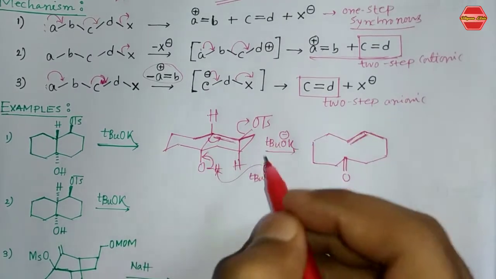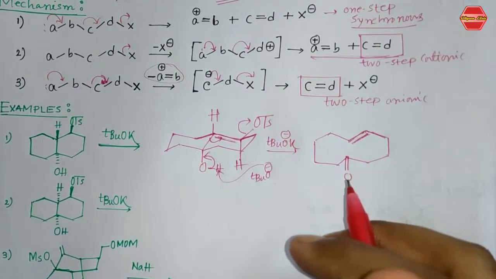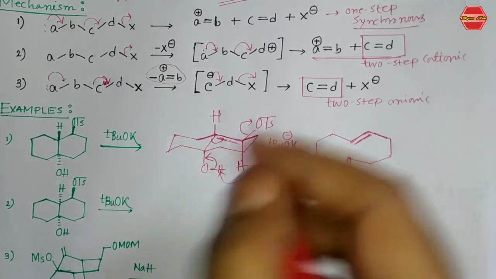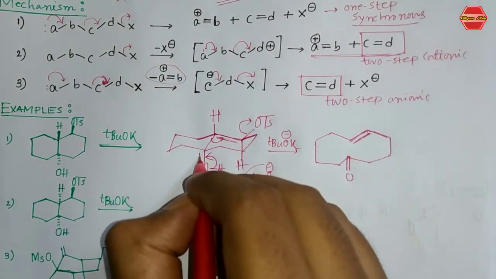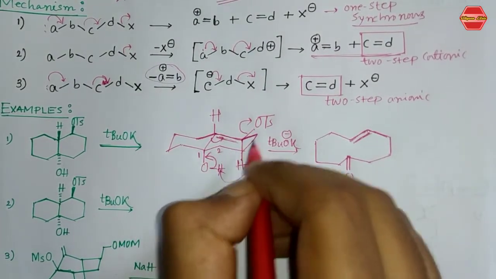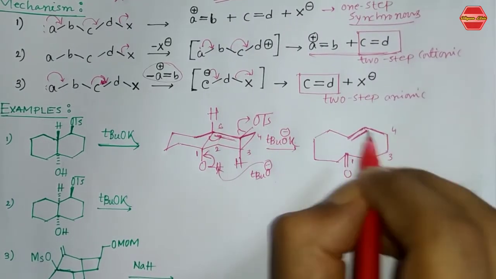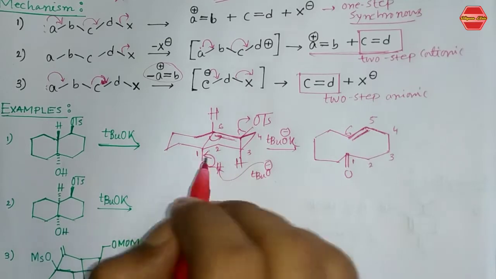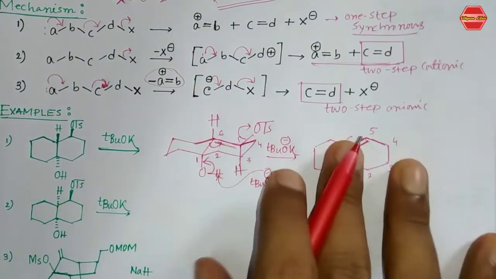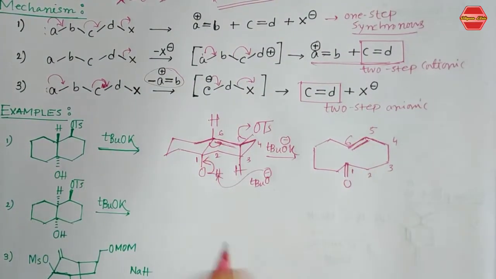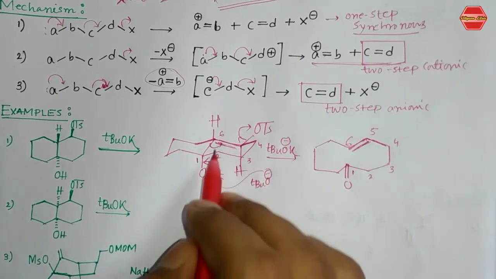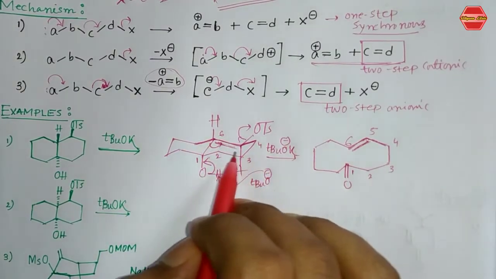If you don't get the point, you have to number from here. This is your 1, 2, 3 and 4, 5 and 6. So you can see over here 1, 2, 3, 4, this is your 5, 6, where the alkene formation takes place. You can easily remember, using this numbering, that the alkene formed is trans.